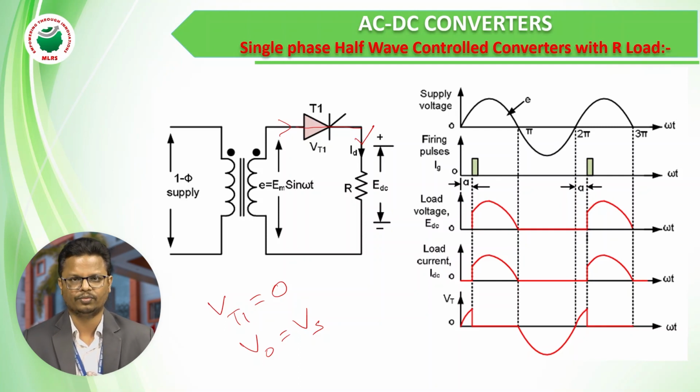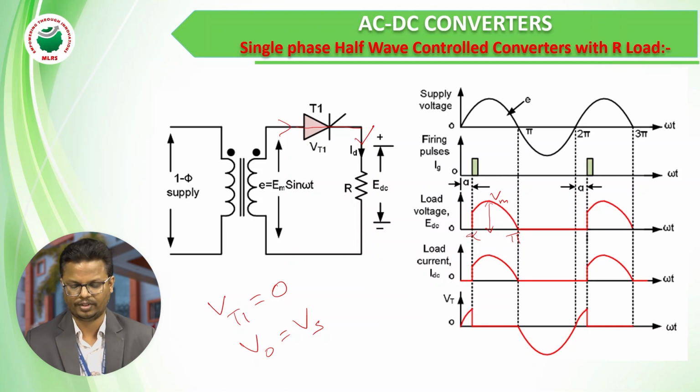So from the waveforms we can observe here at alpha we give a firing angle. So when we give a firing angle, the thyristor is on. So the output waveform will start from alpha to pi. So this is the maximum, Vm. So here the device thyristor T1 will operate for only a single pulse.